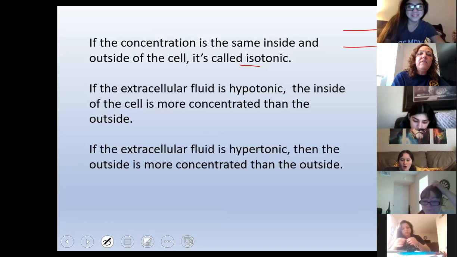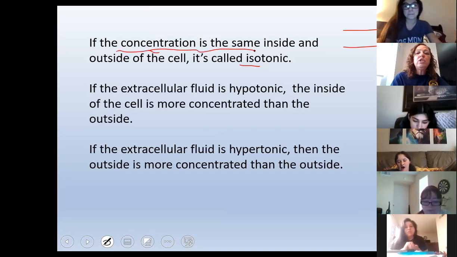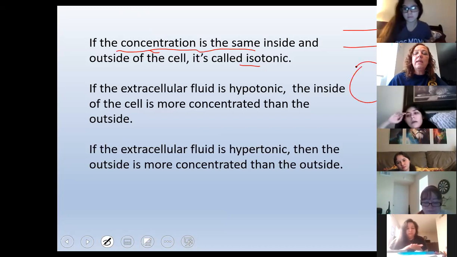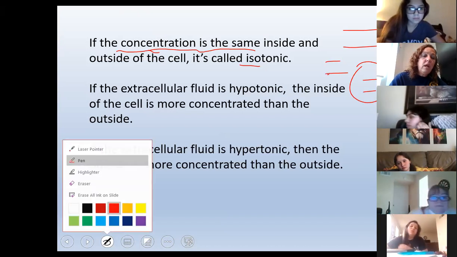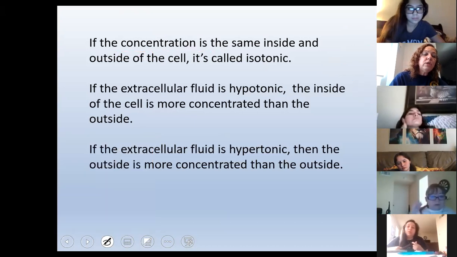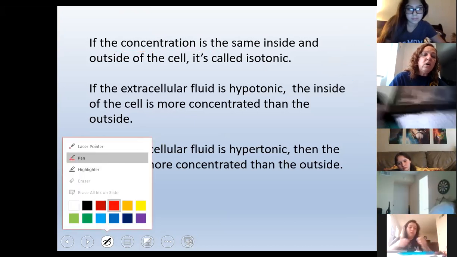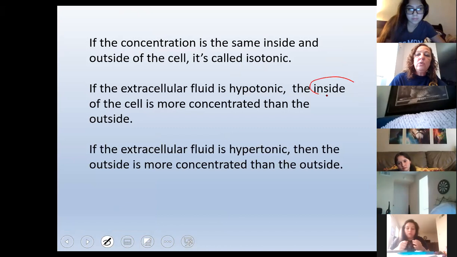It's all right here, hooked on phonics, guys. The concentration is the same on the inside of the cell as the outside of the cell. This is called isotonic. Now, these other two terms are specifically going to refer to the comparison from the inside.